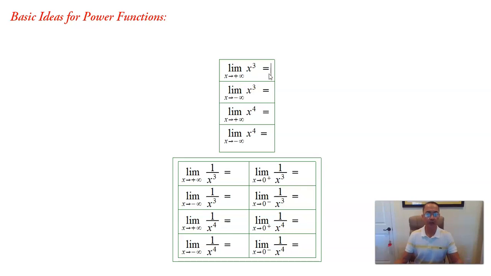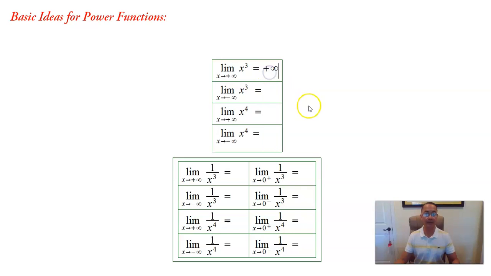So we are plugging in a number very large, like 1,000, 1,000,000, and then we're cubing that number. Well, 1,000,000 cubed, gosh, how many? A million has 6 zeros. If you cube that, you're going to get 18 zeros. So it's a lot bigger number. So it looks like the limit for x cubed as x goes to plus infinity is also plus infinity.